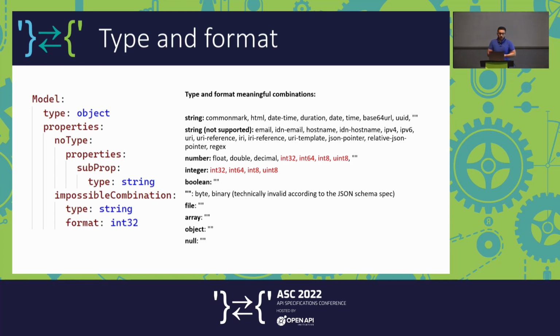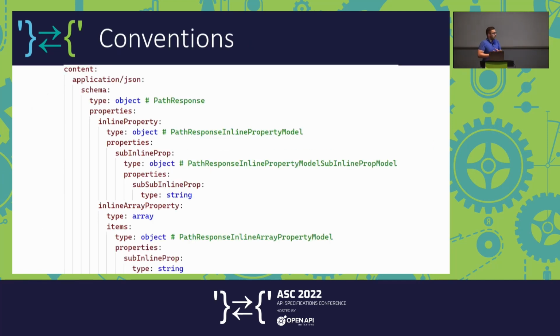Having standardization and normalization of those types and those formats will make the life of generators and clients and people building applications much easier. So this is something we could probably fix easily by having a very straightforward reference table and linting rules associated with that. Next up is conventions.